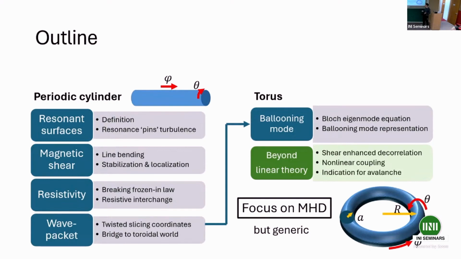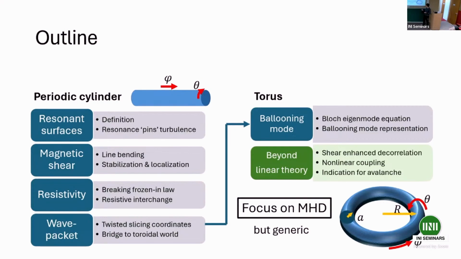Another reason I want to talk about the quasi-mode is that it can serve as a bridge, a connection between the cylinder world and the toroidal world. Afterwards we'll go to the world of the torus and talk about the ballooning mode. Two conventional methods are introduced: the Bloch eigenmode equation and the ballooning mode representation.